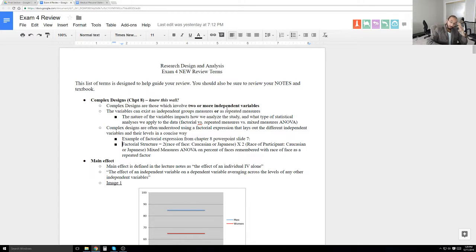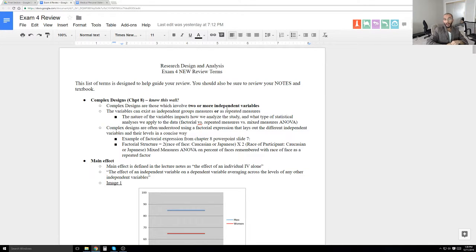For example, we would use factorial ANOVA if the variables were all independent groups. We would use repeated measures if they were all repeated measures variables, or if we have a mix of both, we would use a mixed measures ANOVA. So by analyzing which types of measures we're dealing with, we can determine what type of statistical analysis should be applied, and that's going to be important for the exam.